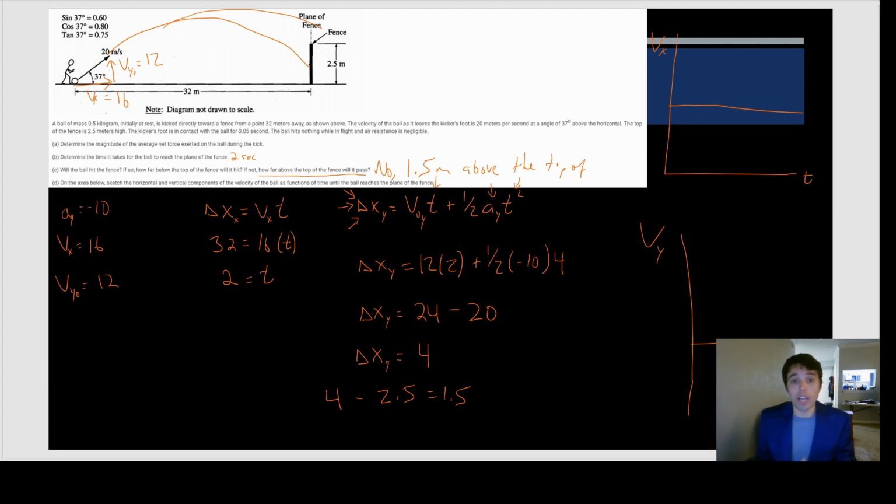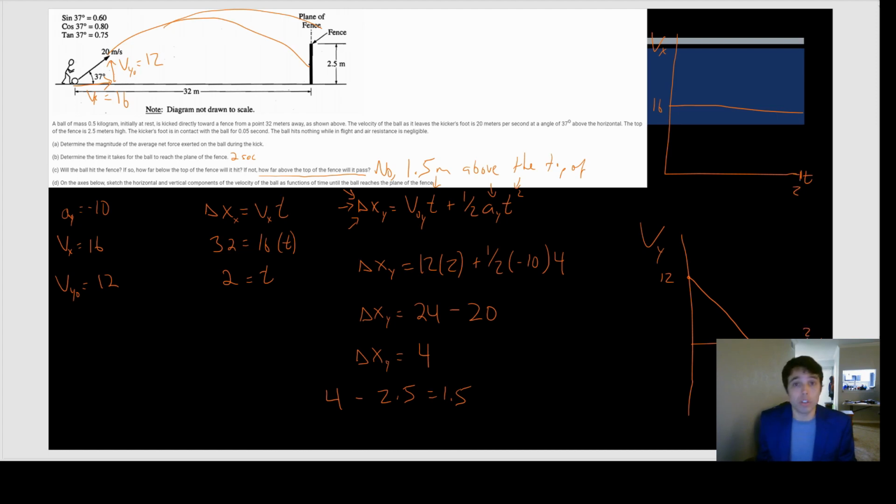The vertical velocity starts off at 12. This should be 12 here. You should label that here. This is 16, right? And then it's going to go. The acceleration is -10 the entire time because that's the acceleration due to gravity. So the slope should be -10 the entire time, like this. Now, it hits the plane of the fence at 2 seconds. So we should only go to 2 seconds on our graph, right?